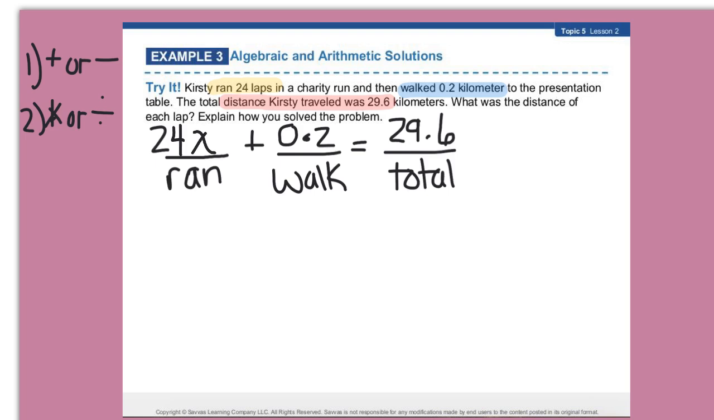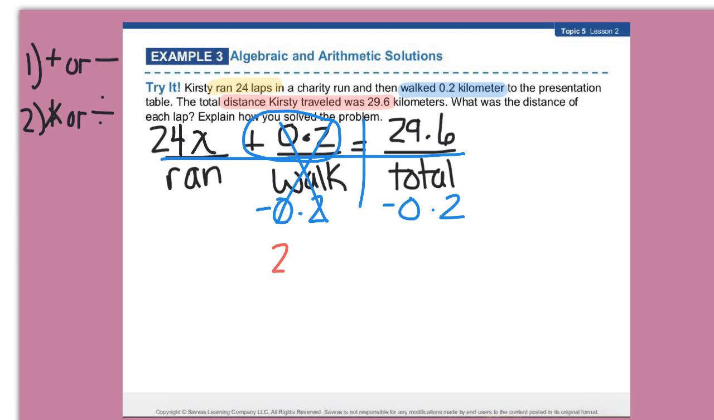All right, so I'm hoping the first thing you did was you did the opposite of adding 0.2. Let's subtract 0.2 from both sides. This makes 0. And we're going to bring down your 24 laps, your equal sign, and when you subtract these, you get 29.4.